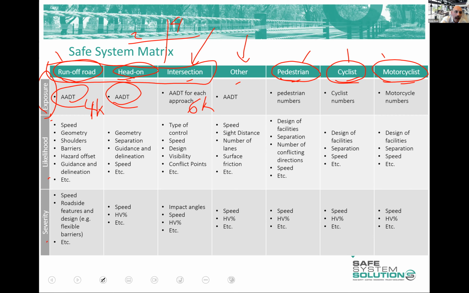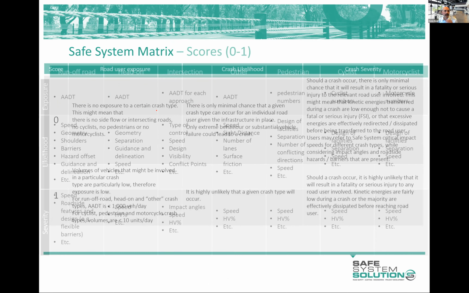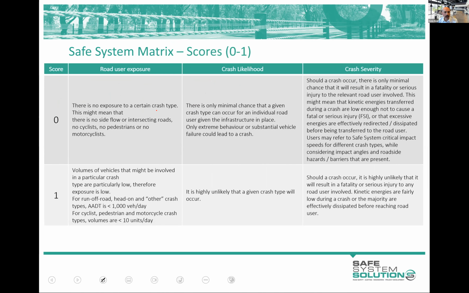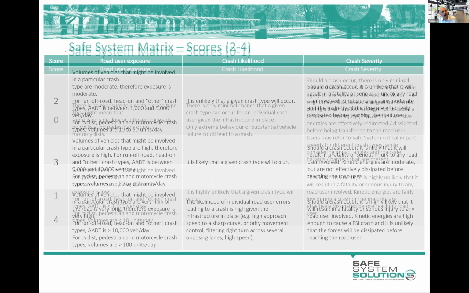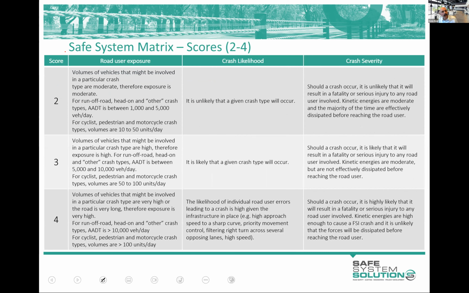So these are not the actual numbers we use, though, but they're the AADTs. They're giving us the information. What we need to do is go to our scoring reference sheet. And our scoring reference sheet is out of Austroads. And Austroads has put a score that you can use in your matrix of a 0, a 1, a 2, a 3, or a 4. That's it, 0 to 4.